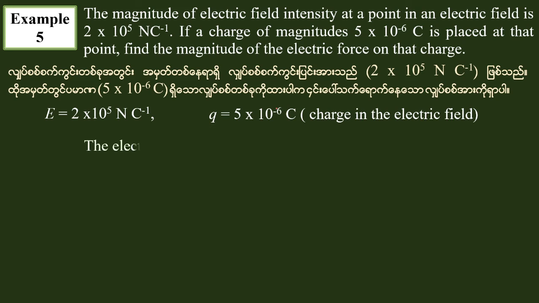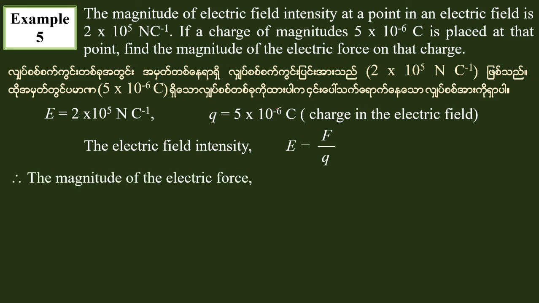The electric force can be found from the electric field intensity definition formula. The electric field intensity is equal to F divided by Q. Therefore, the magnitude of the electric force F is equal to EQ. For a charge of 1 coulomb, the force is E newtons.